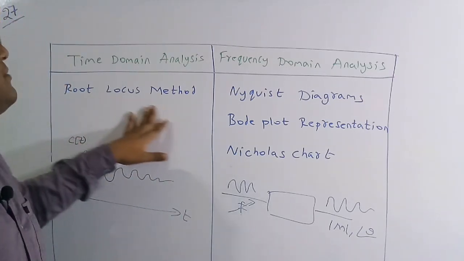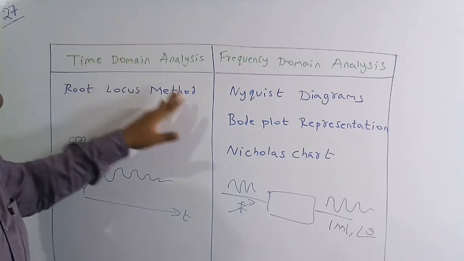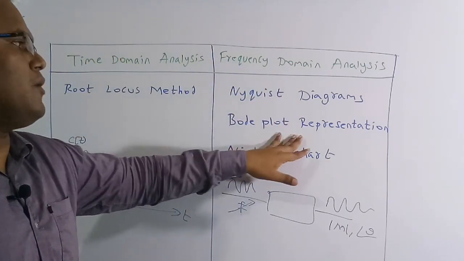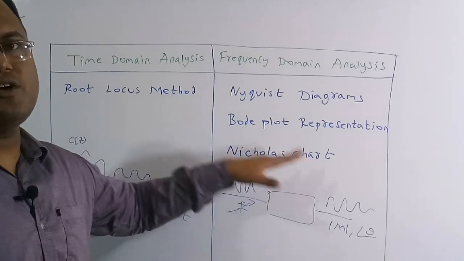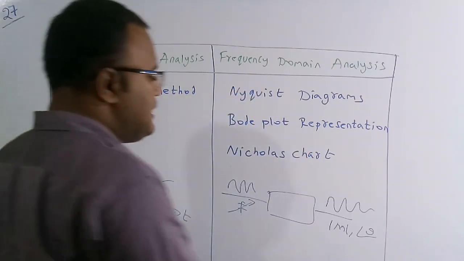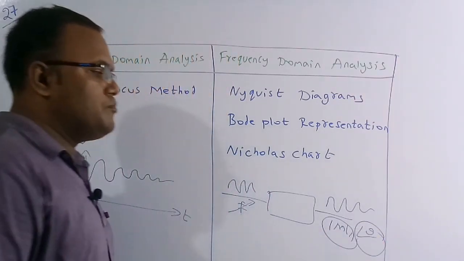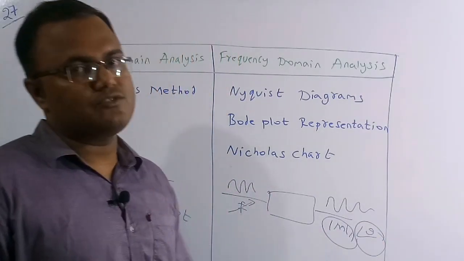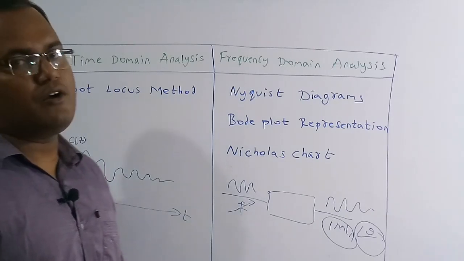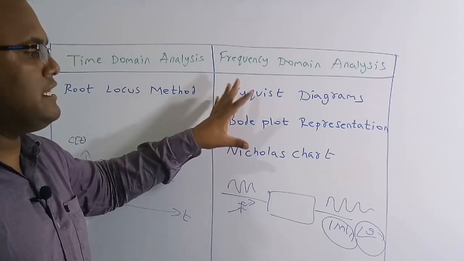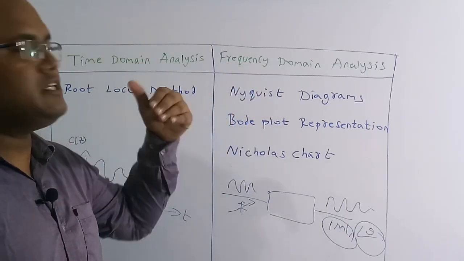The root locus method is given for the time domain analysis, and the frequency domain methods are the Nyquist diagrams, Bode plot representations, and Nichols chart. Because here we need the values of the magnitude, and we also require the phase. Based on this, we can figure out the transfer function of any block diagram for any system. For all these we require the magnitude and also the phase angle of the output.